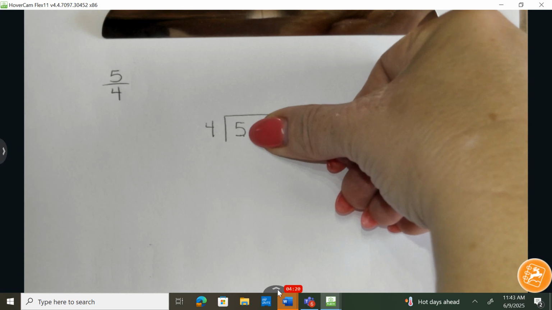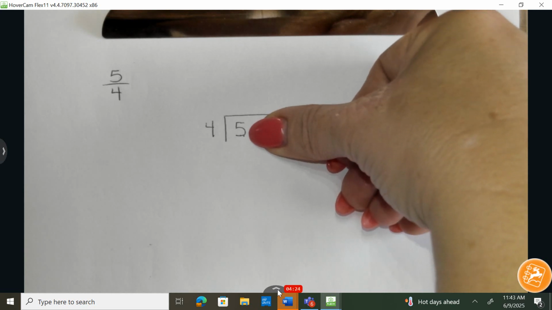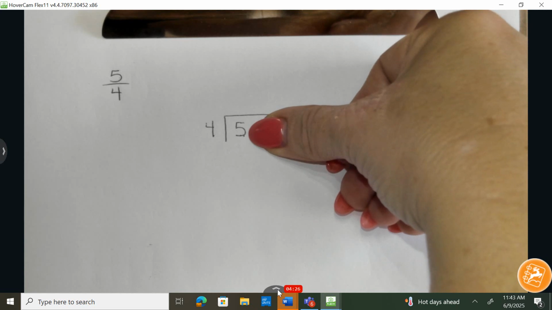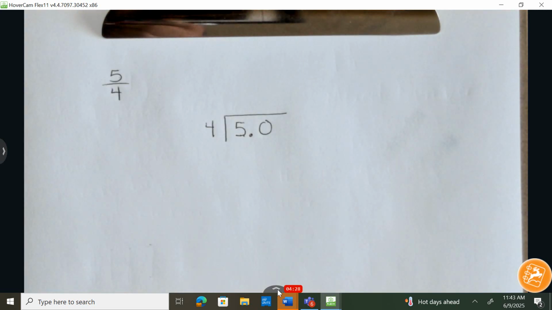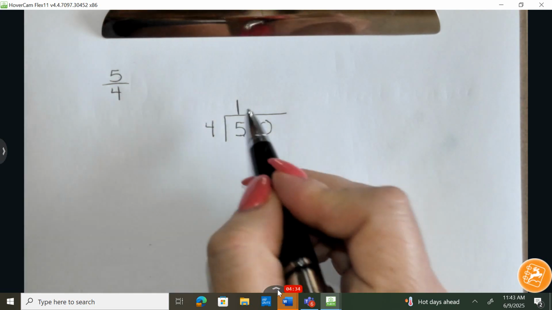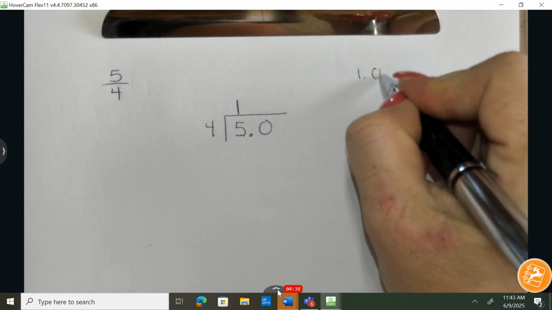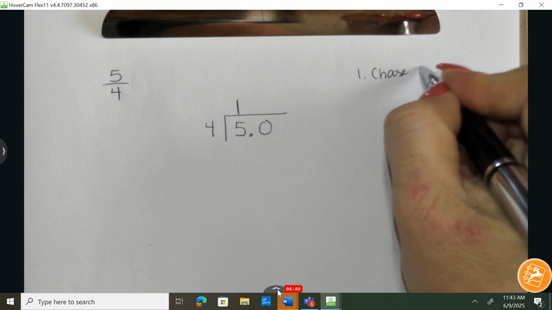It can. And then I ask myself, how many groups of 4 can fit into 5 without going over? Only one group of 4. If I did 2 groups, I'd end up with 8, and it would surpass a value of 5. So one group of 4 can fit in. And now after I choose this number, now I'm going to write down little notes for myself. Choose number, or choose the value.